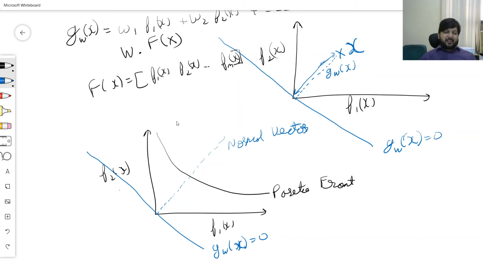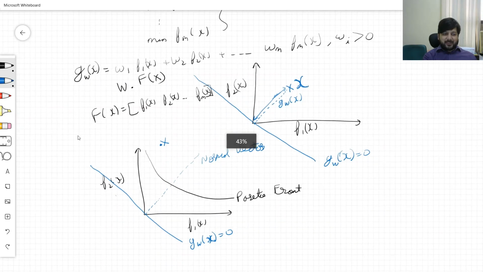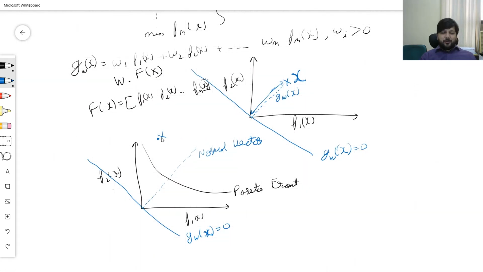So if I take any general x, and I move it around in such a way that this objective function g_w(x) equal to w1 f1(x) plus w2 f2(x) plus w3 f3(x) up to wm fm(x) is minimized, and I do this by moving x. So at every point of time I am minimizing this projection. If I need to minimize it, let's travel in this direction. Now, is this the optimal value? No, because if I move here, then it further gets optimized, because this projection is reducing.